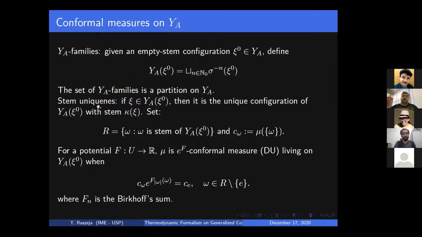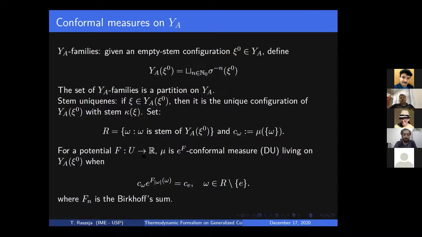And in this case, each configuration inside YA family has a unique configuration with that stem. And these families actually are a partition of YA. I mean, if you intersect two of them, it is empty, and if you unite every one, it is the whole space. So we may set R being the set of stems inside each fixed YA family, and C omega will be the probability on the space.